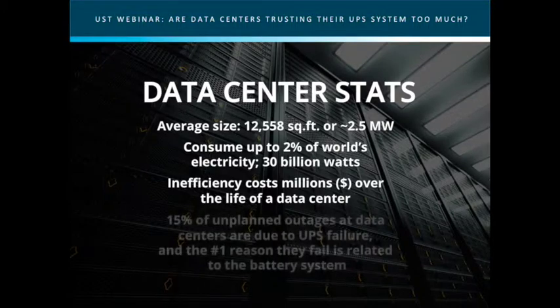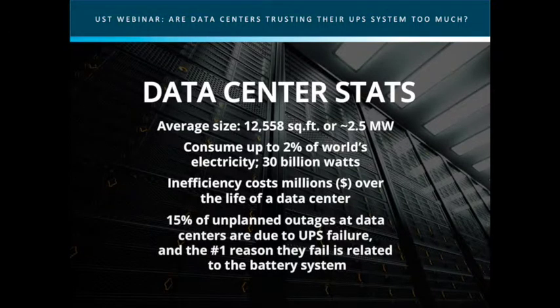The other thing we learned was that 15% of unplanned outages at data centers are due to UPS failure. And the number one reason a UPS fails usually has something to do with the battery system. We read all kinds of data about the cost of an unplanned outage. We ran across numbers that were $100,000, and numbers that were in excess of $500,000. So again, this offers an opportunity perhaps to present an alternative to current systems where there might be a significant payback.